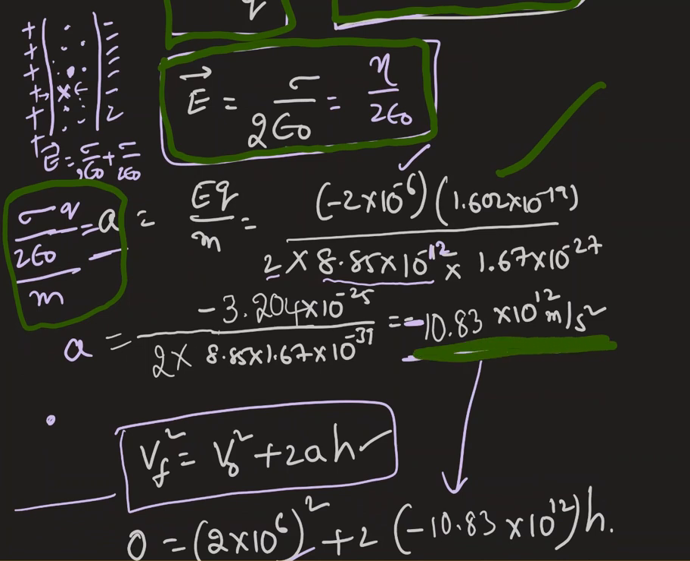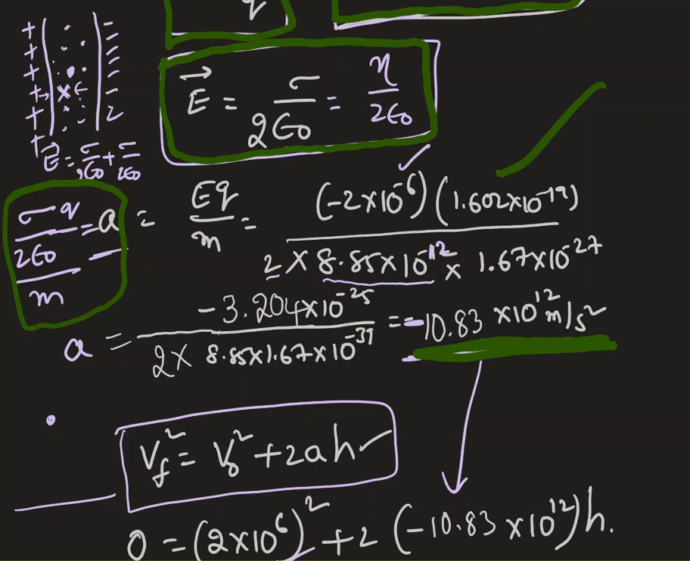My goal here is finding the height it can reach. So I'm going to use one of the kinematic equations. Final velocity square equal to initial velocity square plus 2as, or 2ah.